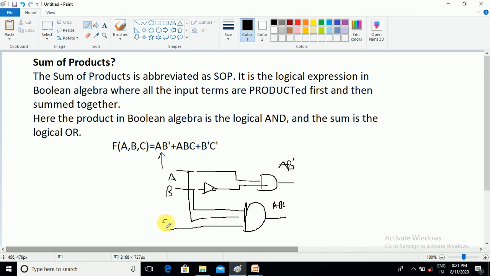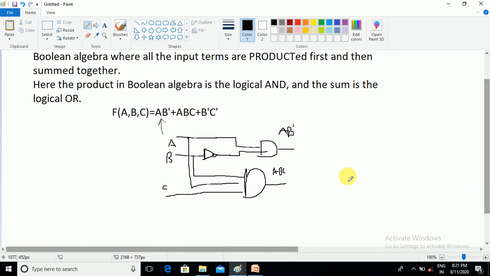Now the last one is a b dash and c dash. You already know that b dash is created from this point, so you can drag b dash from here. This is the b dash point. As well, you can take this c dash from here, passing through the NOT gate. Now this signal value becomes a b dash and c dash. The output of that gate will be b dash c dash.